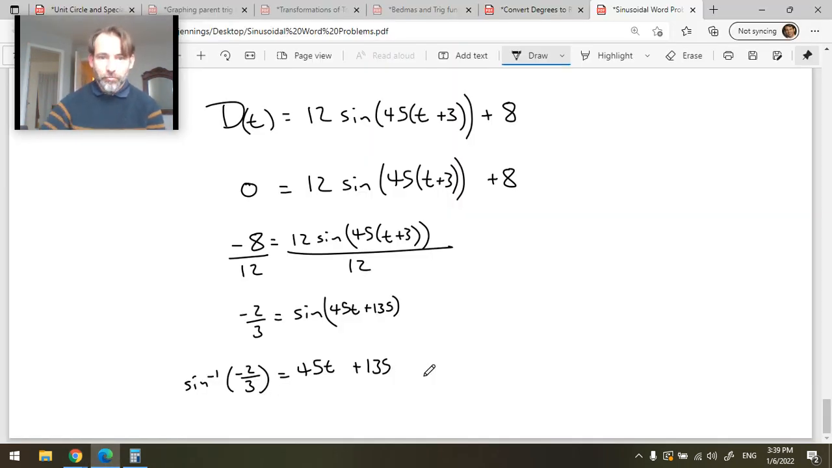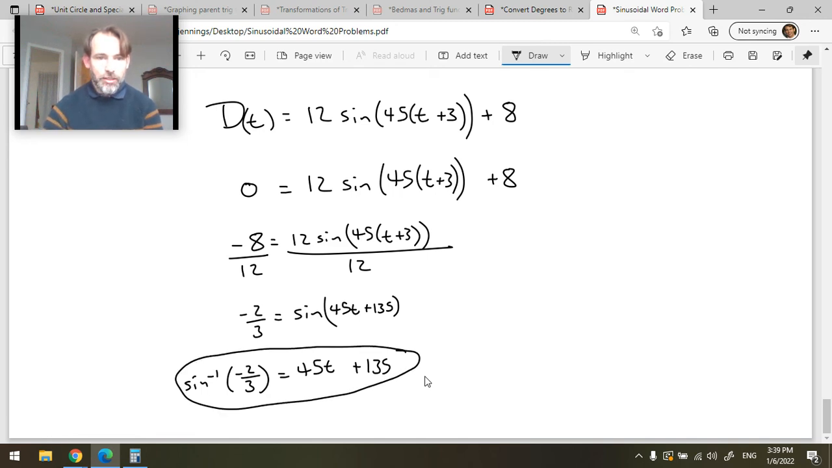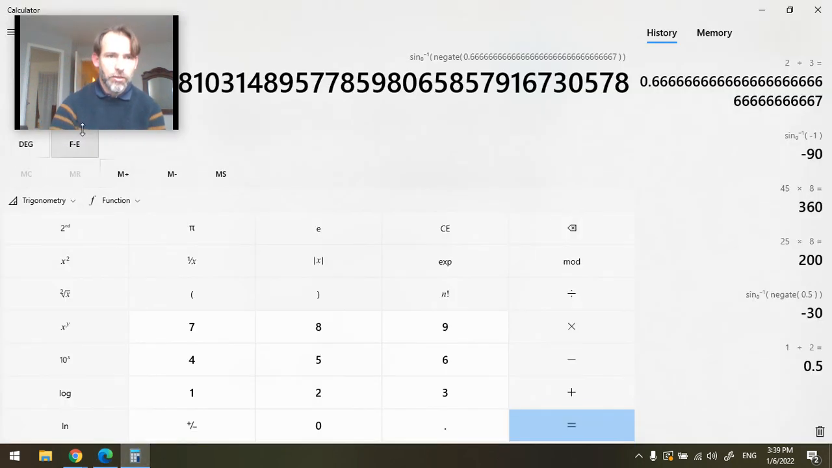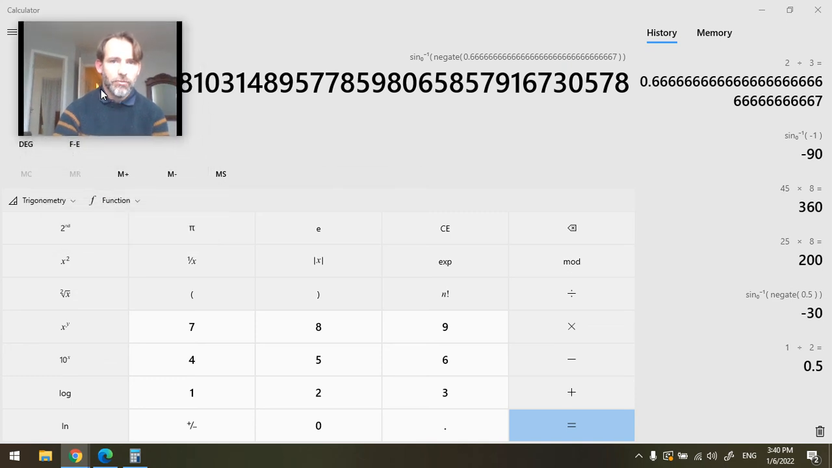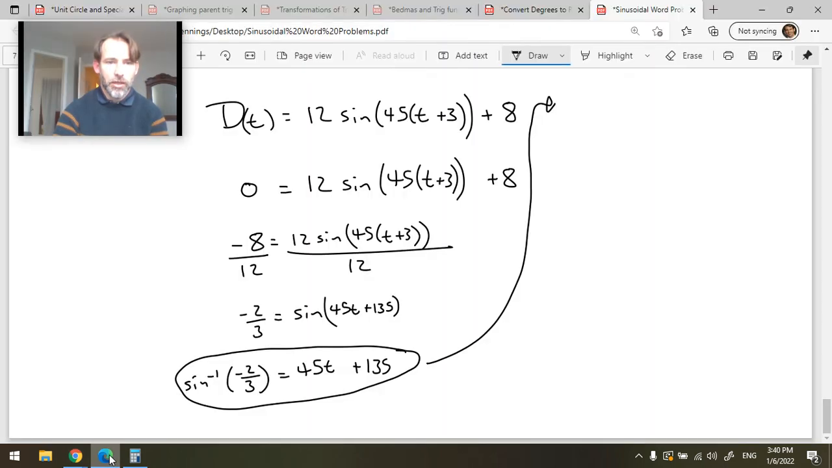So now we have this equation here, but we know that this is negative 42. So let's just come up here. Negative 42, right? Not 42? Negative 42? Yes, negative 42. This calculator likes spitting out negative angles for some reason. So negative 42 degrees is equal to 45t plus 135.